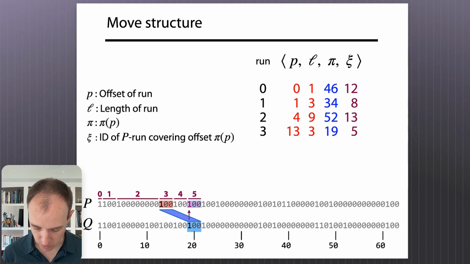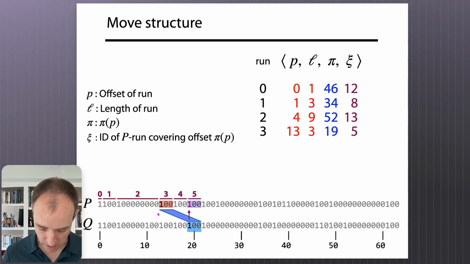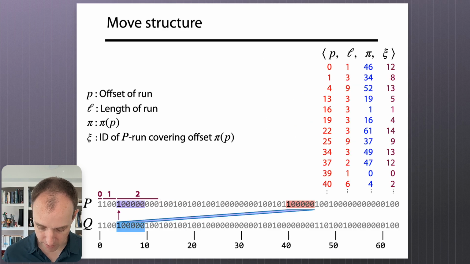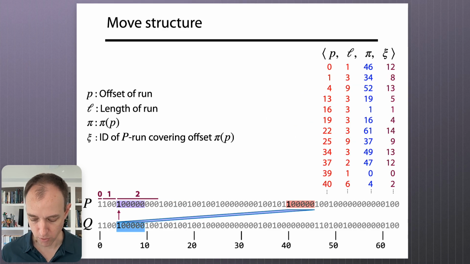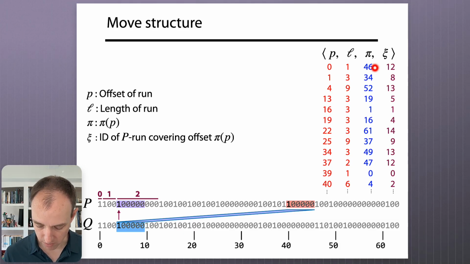Okay, let's do the next one. Now we're at offset 13. It has length 3. It maps here to offset 19. Offset 19 is in run 5, etc. We can keep doing this over and over again, and we are constructing all the rows of this table here.